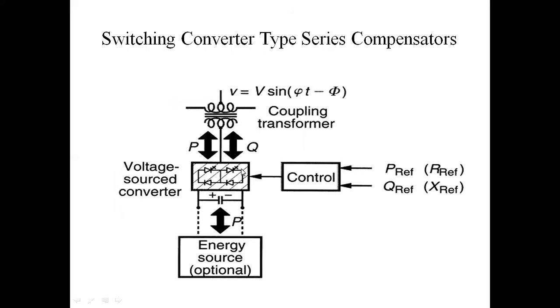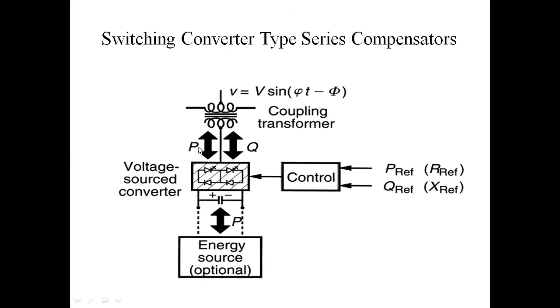This is the converter based series compensator, the switching converter type series compensator. This is the circuit diagram. This is the transmission line. The transformer primary winding is connected in series with the transmission line. The secondary winding is the step down secondary type, connected to the voltage source converter, which is the SSSC. Next, this is the capacitor.